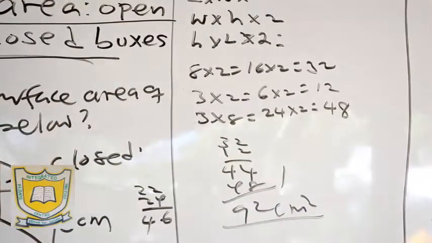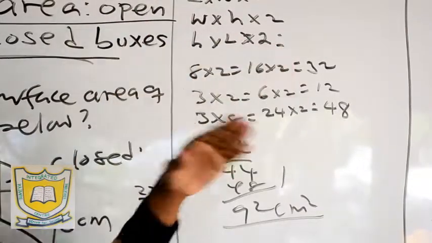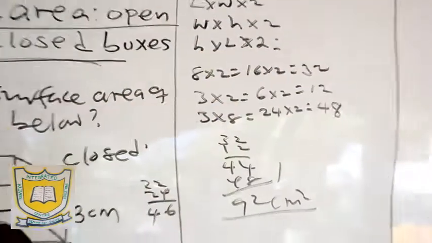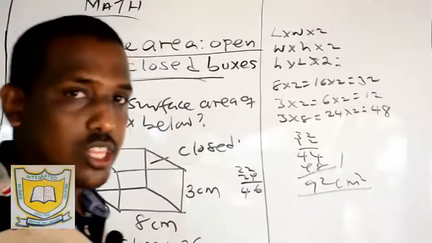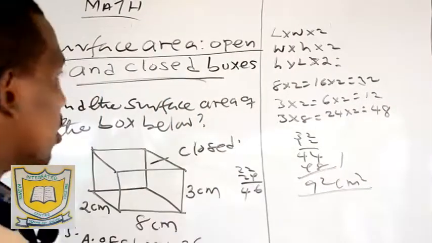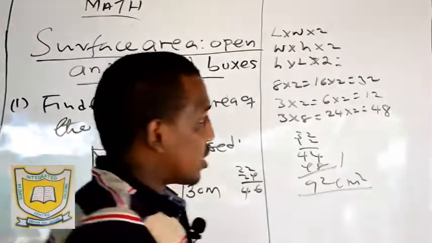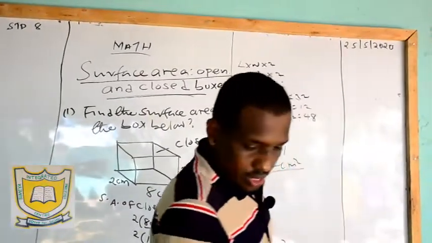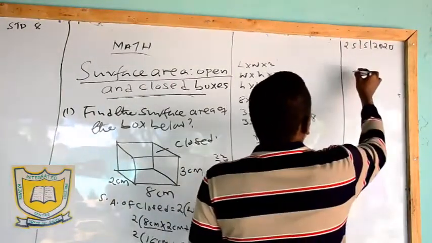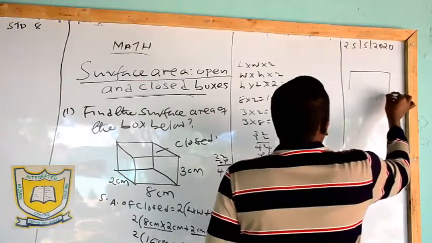That's how we solve. So you say length times width times 2. In short form, you can also do it that way. So that is how we get the closed surface area of a cuboid. Let us do another question.